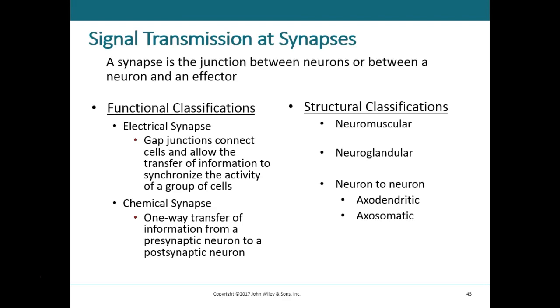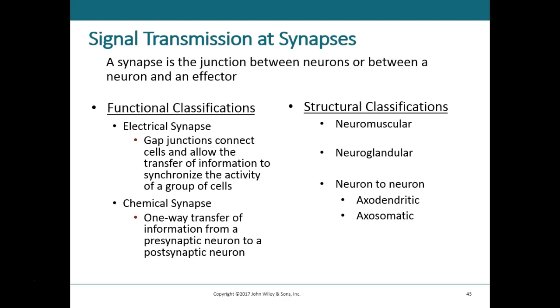So the structural classifications, we just saw some of those, such as the axodendritic, the axo-axonic, and the axosomatic. So those obviously were neuron to neuron junctions or synapses where they meet. Neuro to glandular, where the nerve cell is forming a synapse with glandular cells, and neuromuscular, such as we saw with muscle contraction and the motor neuron. Functionally, we classify synapses as electrical or chemical based on what they do.